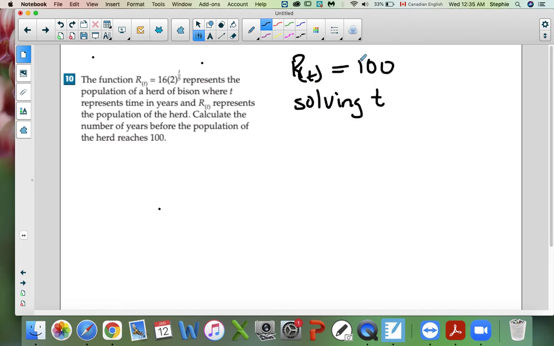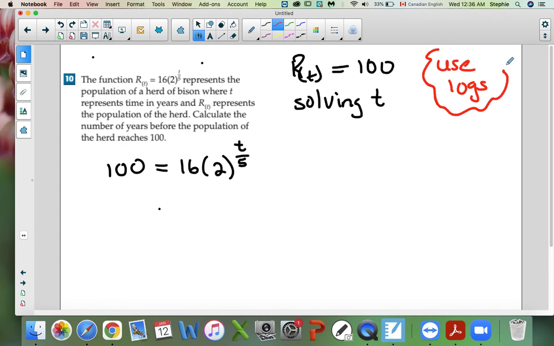Now, the way they show it in Math Help Service is a little bit different, but I'm going to show you how I do it. So you can choose either method. I'm going to place the 100 here in the position of the Y, or the RT, 16, 2, and then T over 5. So you're going to have to use logs. This goes with what I showed you in the second slide.